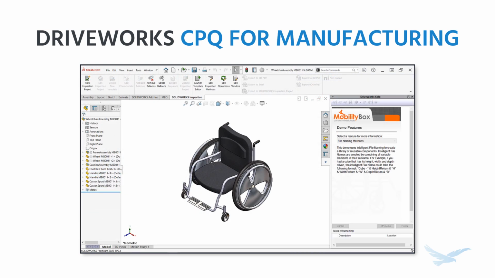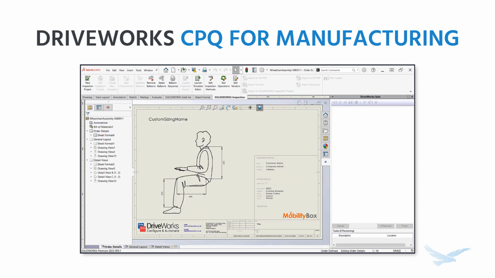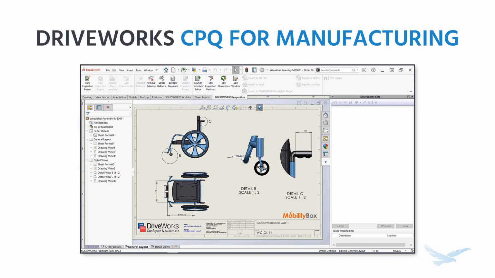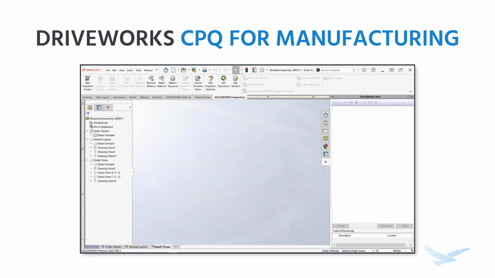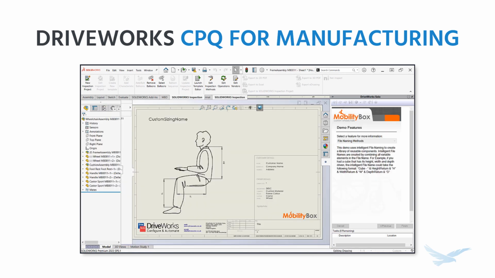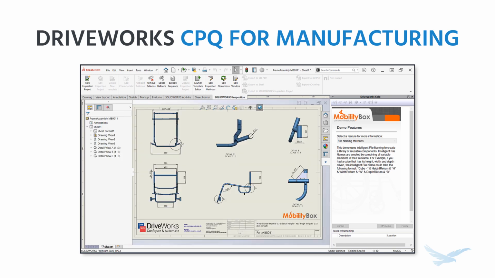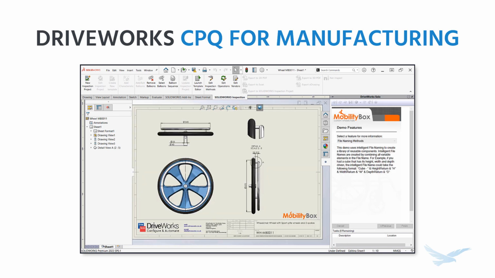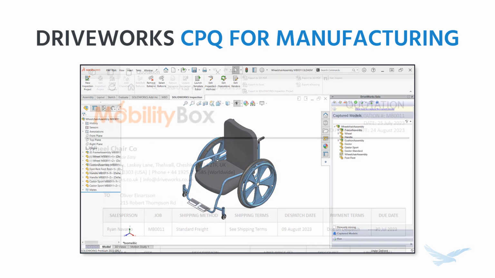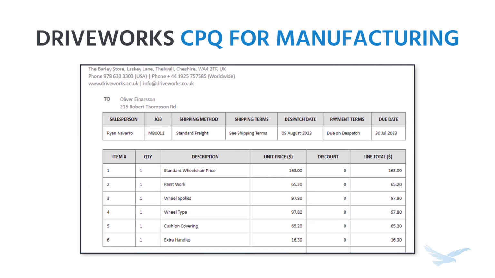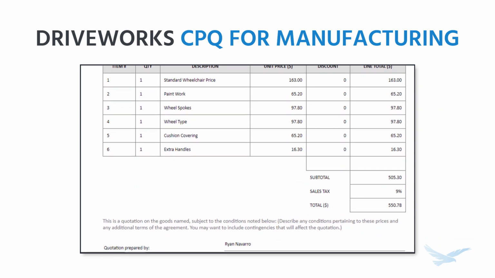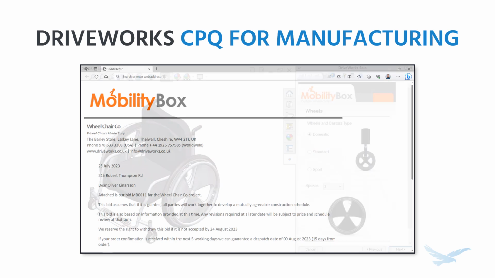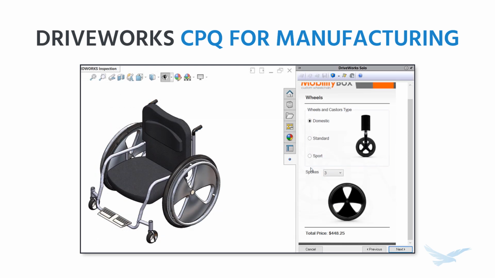In addition, however, DriveWorks Pro is also a fully featured CPQ solution, providing automated sales documentation such as quotes, cover letters, and bills of materials, along with integrated connections to ERP, PLM, and CRM systems just like its competitors. Together with design automation, this makes DriveWorks Professional a true CPQ for manufacturing solution, enabling guided selling for even the most complex products with variable dimensions and billions of potential configurations.